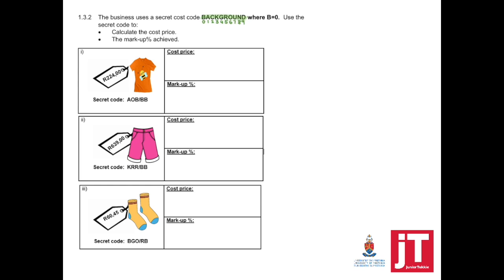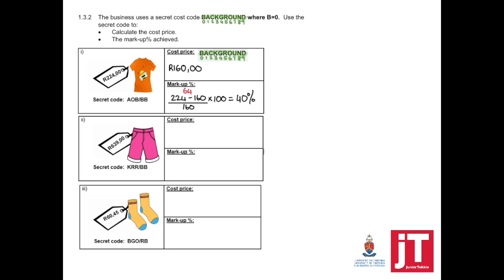Now we can use that secret code to find out the cost. The first one is A, which is 1, O, which is 6, B, which is 0, then that dash means now we're moving on to cents, and B is 0 and 0. So this means the cost is 160. To calculate the markup percentage achieved, take the selling price minus the cost divided by the cost times 100. That means the markup percentage that we've achieved was 40%.